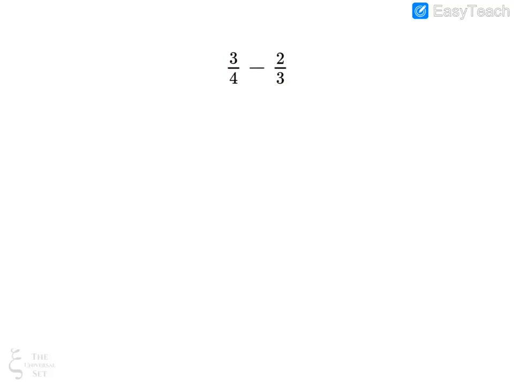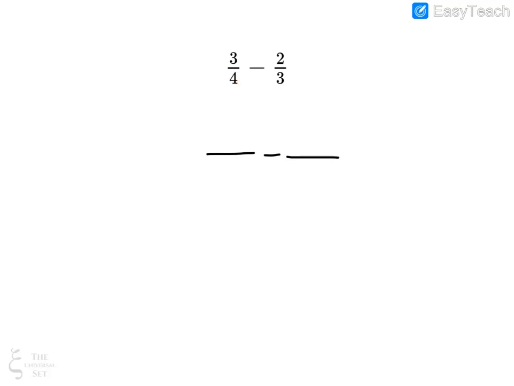So here we go. I've got 3/4. I want to take away from that 2/3. So I'm going to start off by making it so we've got the same denominator for both. Now, when I do that, I need to think about a number that's in the 4 times table and the 3 times table. There will always be lots of different options that we can choose, but it's a good idea to choose the smallest one that we can think of.